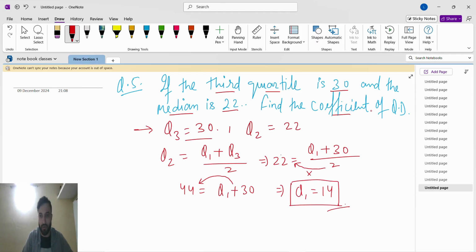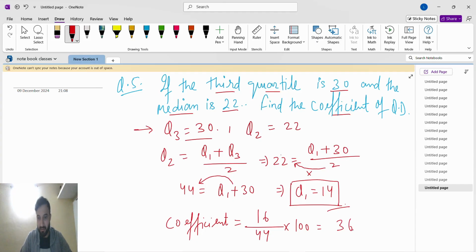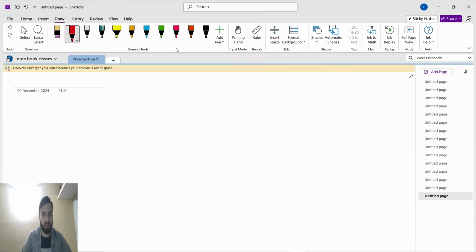See, we got Q3, we got Q1, now we have to find the coefficient. The coefficient of quartile deviation is Q3 minus Q1, 30 minus 14 is 16, divided by Q3 plus Q1, 30 plus 14 is 44, into 100. So 16 divided by 44 into 100. Good job. I got the answer: 36.36. Now we'll see question number 6.